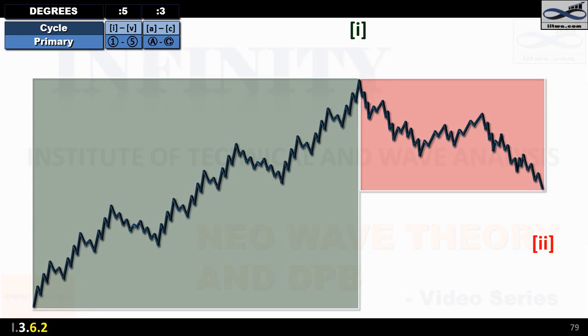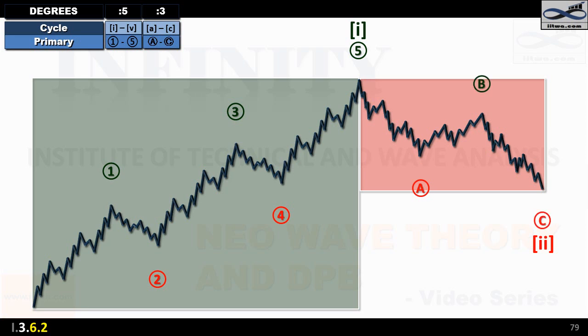The greenish, impulsive phase of primary degree is a 5 waves pattern constructed by primary degree waves, and these waves are labeled by cardinal numbers 1, 2, 3, 4, and 5 enclosed in circle. The reddish, corrective phase of primary degree is a 3 waves pattern constructed by primary degree waves, and these waves are labeled by an uppercase alphabet A, B, and C enclosed in circle.